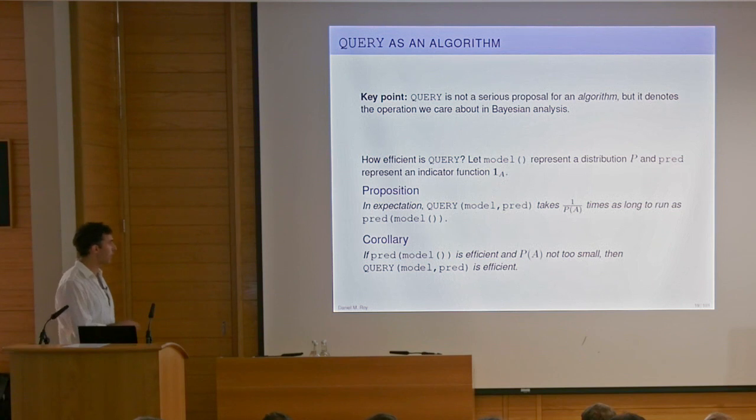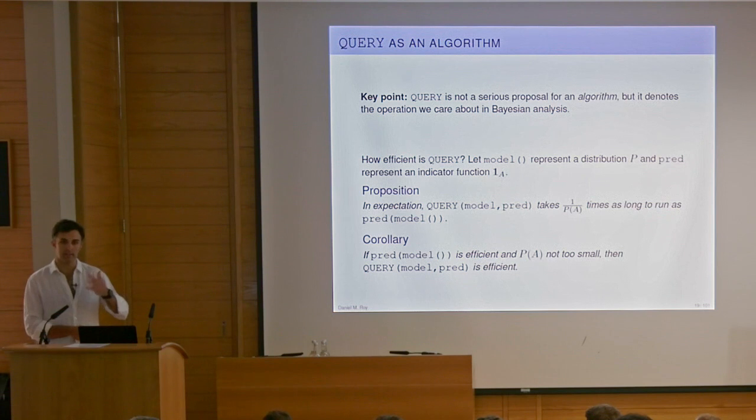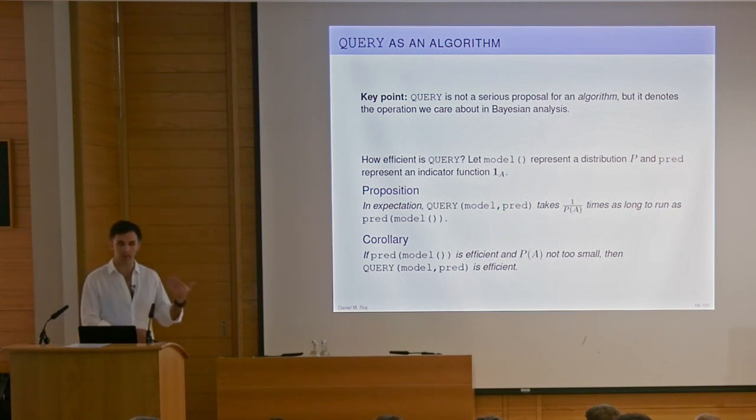Right, so then you just flip this around. Well, if checking your model is efficient and the probability of the evidence is not too small, then actually this thing is efficient. And I mentioned this thing called approximate Bayesian computation earlier as a framework that sits kind of parallel to what I'm talking about here.